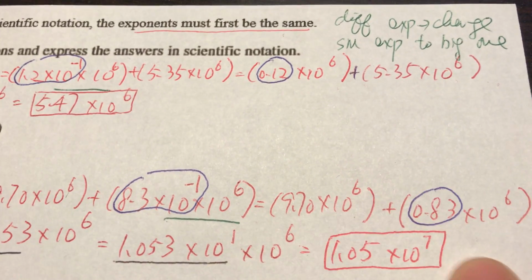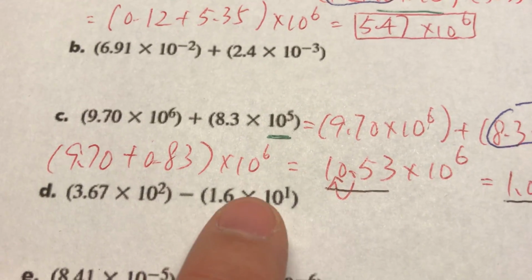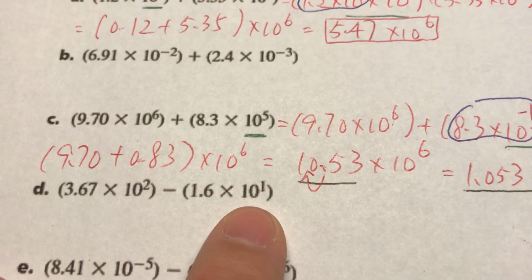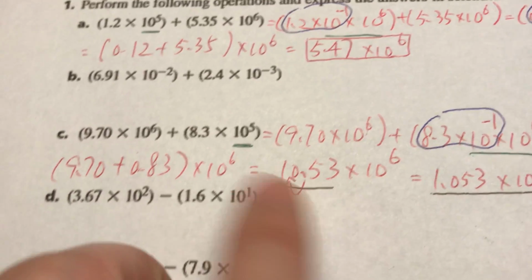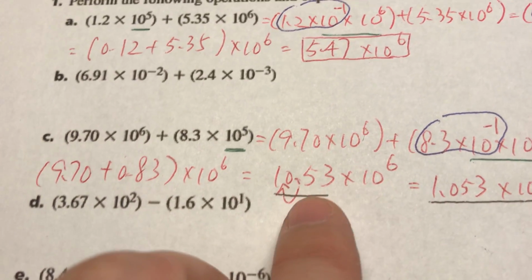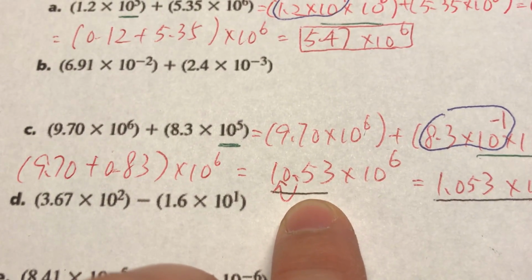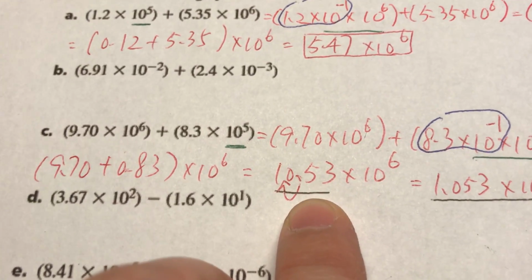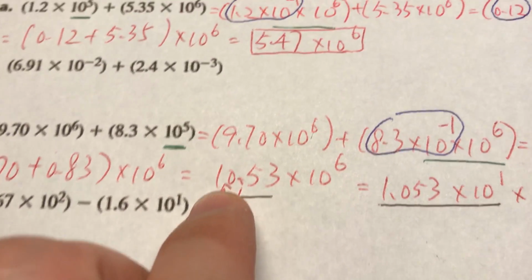And then I have the common factor, 10 to the 6th, and I take it out. So it becomes 9.70 plus 0.83, in parentheses, times 10 to the 6th. And then I add this up to be 10.53 times 10 to the power 6. Now here, there are two problems. Number one, it is not between 1 and 9.999. So I move one place to the left to make it between 1 and 9.999.